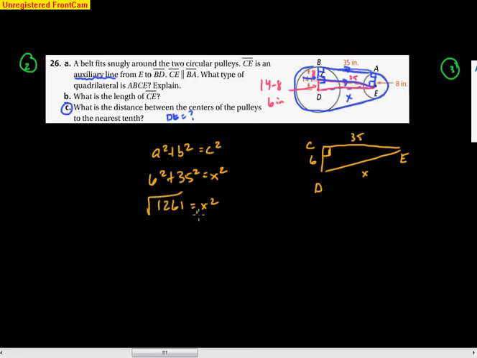And we'll do the square root. Remember that you always get 2 answers, but we're just going to keep the positive one. So when you take the square root of that, you get 35.5. And that is the distance between the two centers of the pulley, 35.5 inches. Okay. So be aware of this problem here, the belt problem.